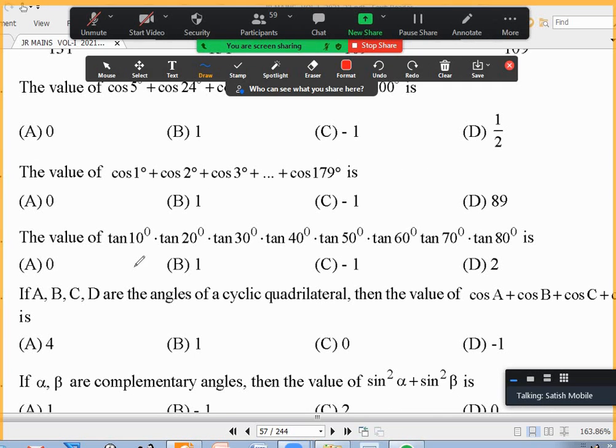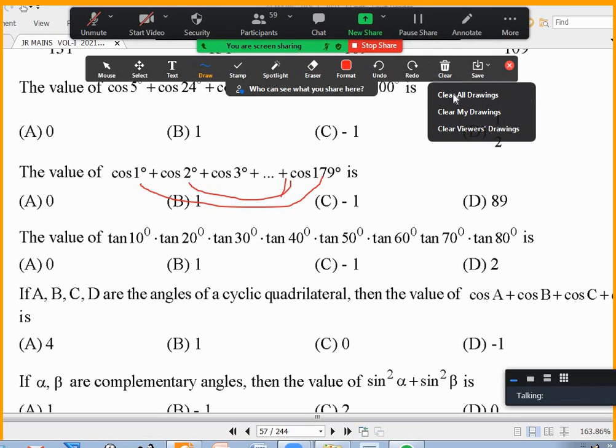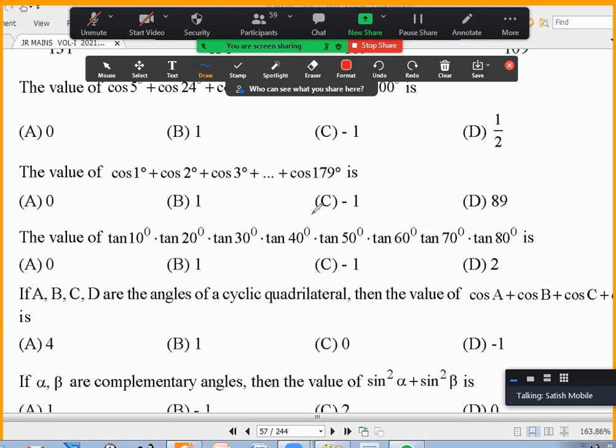Okay, 11th one. How many terms are there in this sequence? 179, sir. If you look at the first angle and last angle, what is the sum of the angles? 180. And the second one and the last before that? 180. Yes. So if you combine them properly like that, you may see if you write 179 as 180 minus 1 and use cos 180 minus theta, it will get cancelled. Similarly, before that cos 178 will be there.